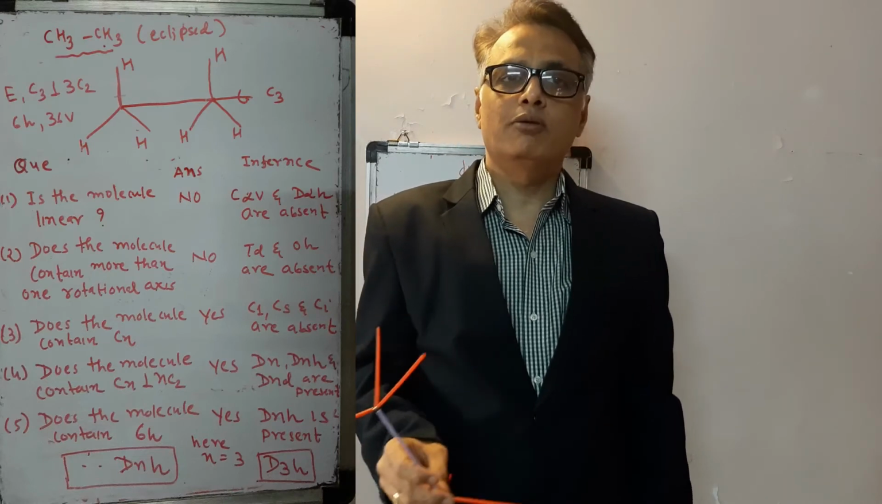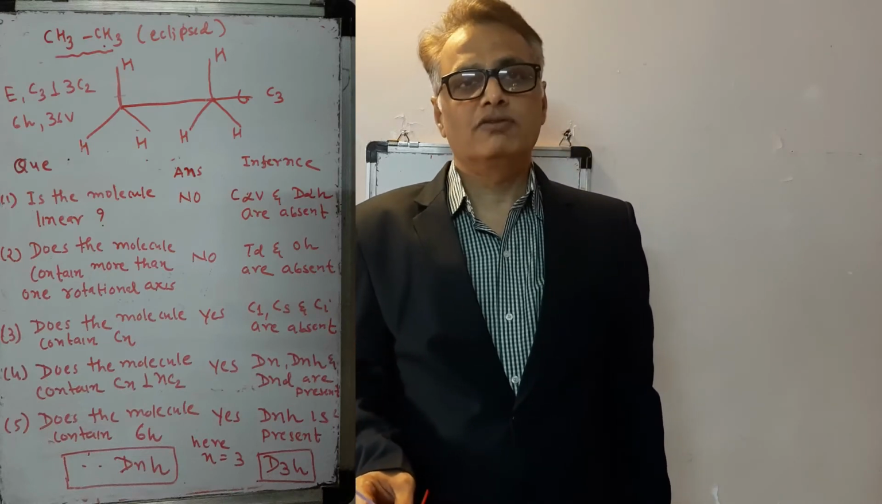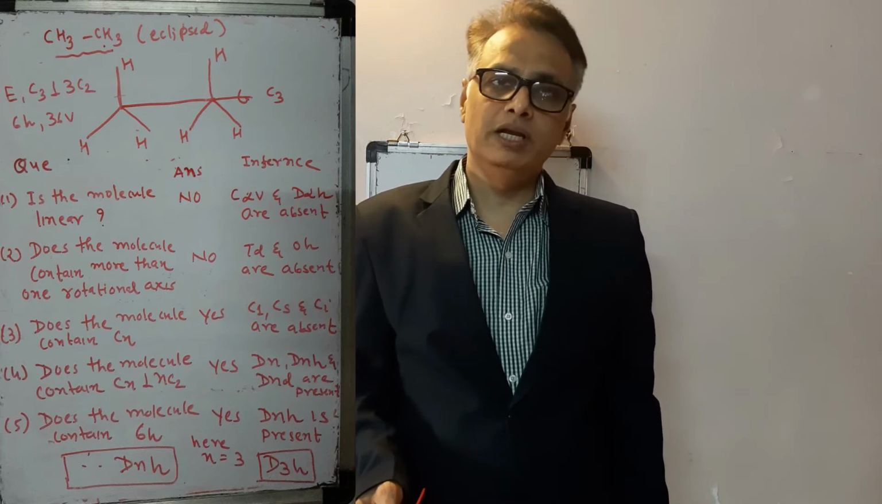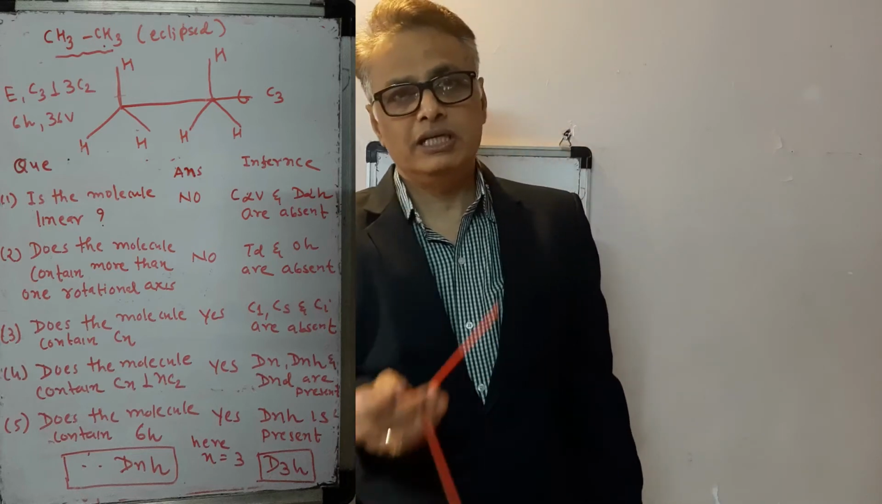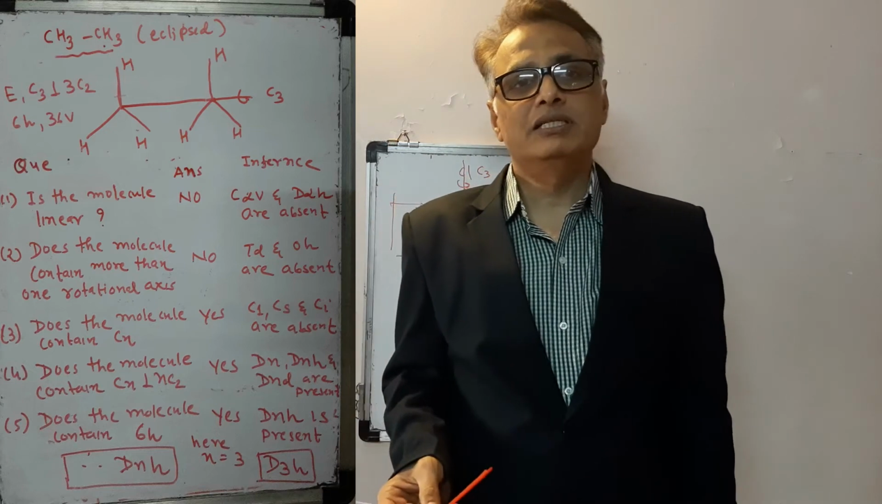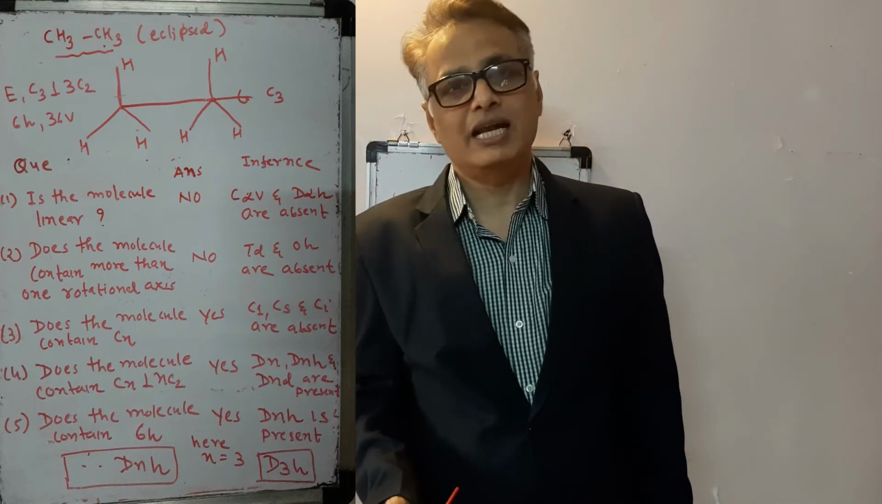You have to make 3 columns: question, answer and inference. First question you are going to ask is, is the molecule linear? Answer is no, because it is having eclipsed structure. That means C infinity V and D infinity H are absent.